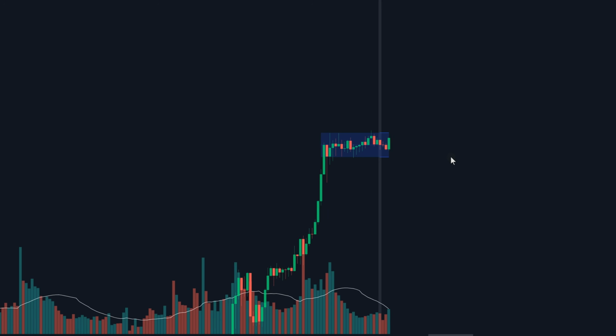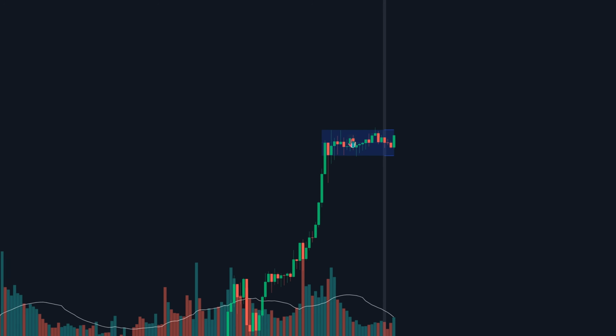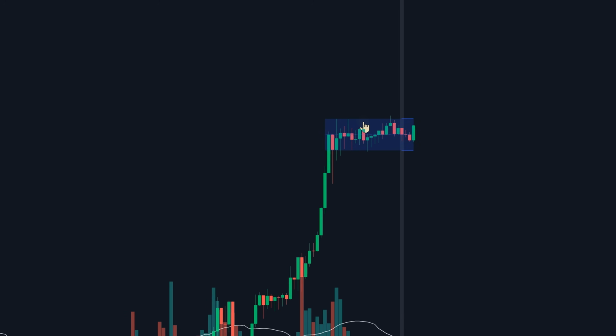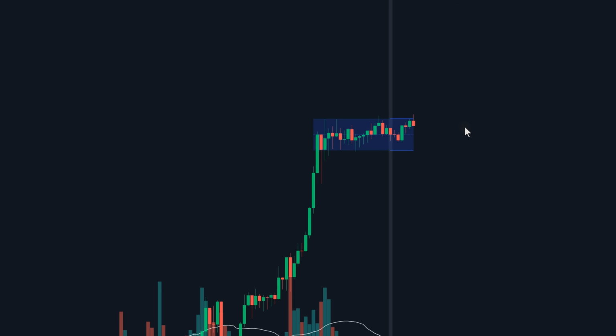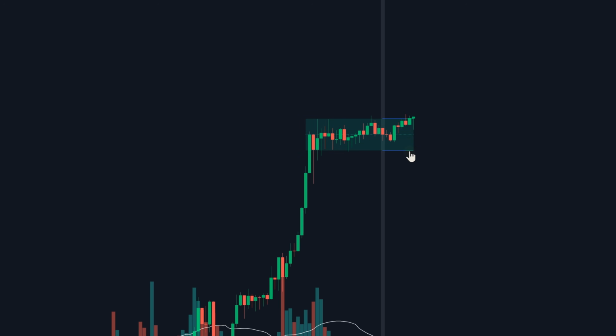Well, here they are. First, we can see that the range detector detected a market range, this one right here. Next, we want the price to break and close above the range without breaking and closing below it. For that, we just let the market play out and see what happens. Now, as you can see here, the range color is now green.